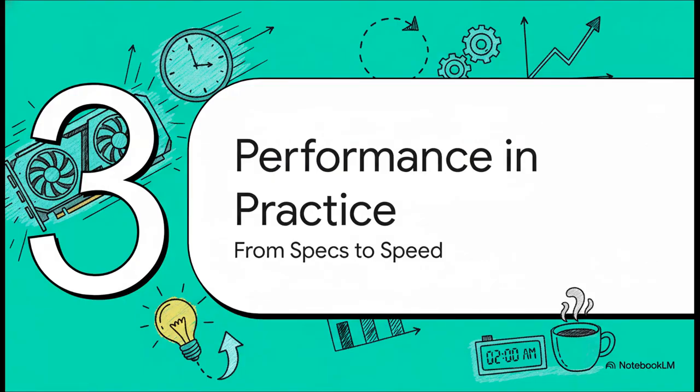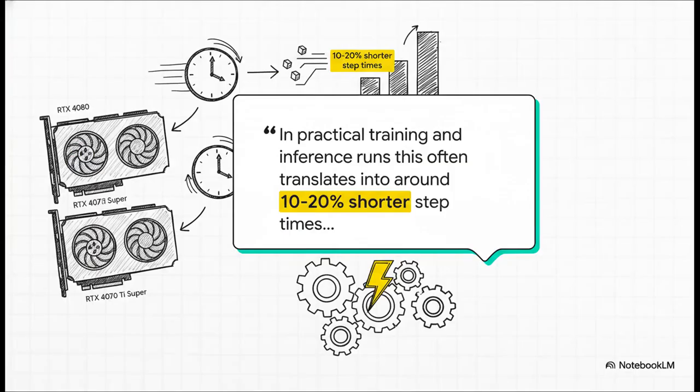Okay, specs on a slide are one thing, but what does this all actually mean for you when you're waiting on a model to train and it's 2 in the morning? How does all that hardware translate into actual real-world speed? Let's answer the so what question. This right here. This is probably the single most important slide.